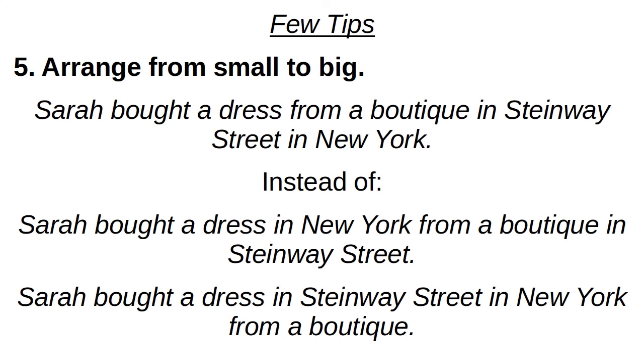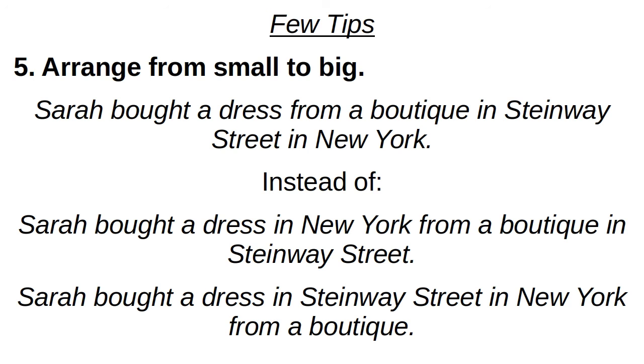We can also say that Sarah bought a dress in Steinway Street in New York from a boutique. Or we can say Sarah bought a dress in New York from a boutique in Steinway Street. Now, we have to arrange it from small to big. Go from lower to higher. Go from smaller to bigger. So we write Sarah bought a dress from a boutique in Steinway Street in New York. So the boutique comes first, which is smaller than the street, which is smaller than the city.